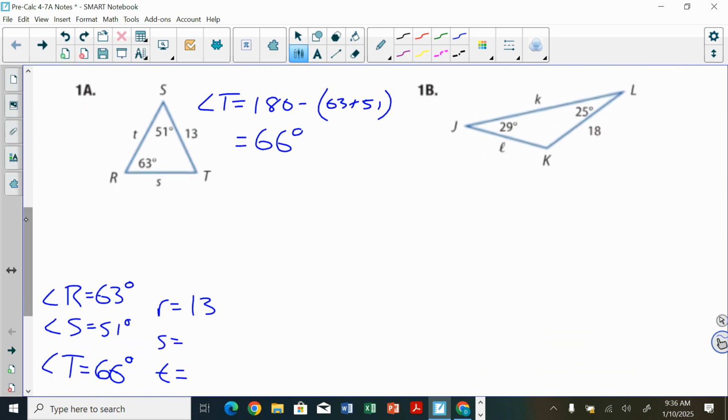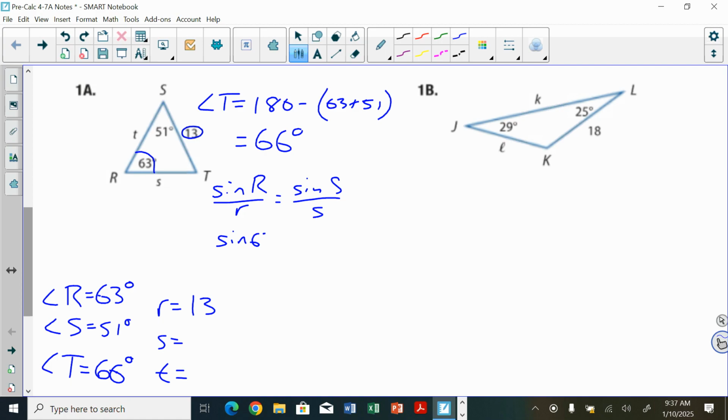Okay, so the big key here is just what do you have both of, right? So I have angle R, I also have side r, so that's where I want to start with the law of sines. I want to go sine of R over r equals the sine of S over little s, and I'll do it again to find T, but let's plug in the values we know. So the sine of 63, let's put a little box here so we don't interfere. Sine of 63 over side r is 13. Sine of S, I know the angle is 51, and little s is the unknown.